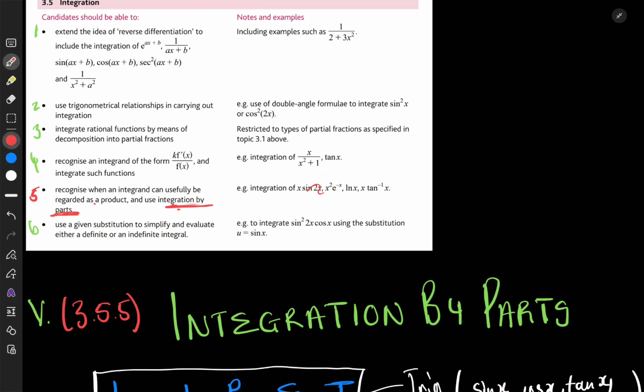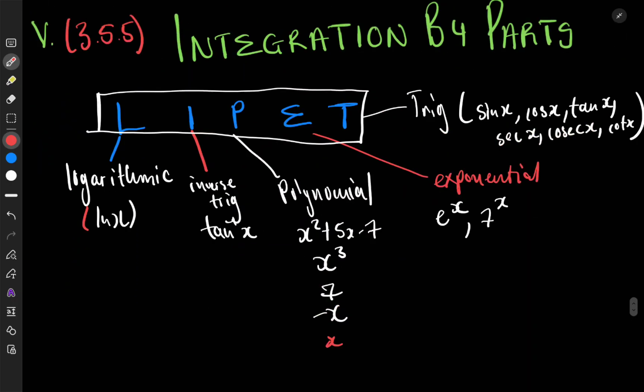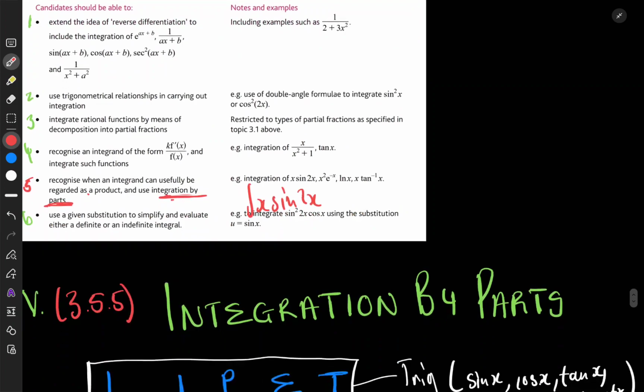Look at this. Integration of x sine 2x. Sine 2x is a trig function, right? And it's multiplying x. What is x? It's a polynomial. When you just have an x and whatever, these are polynomials. And then here we have sine x, which is our trig. And we are trying to integrate with respect to x. You are going to use by parts.